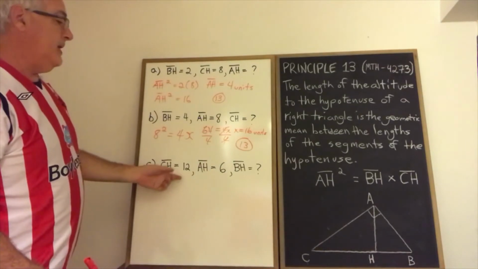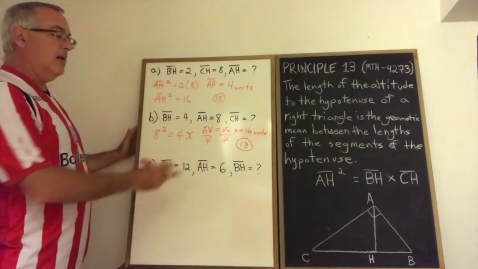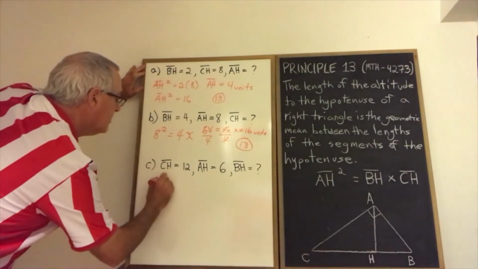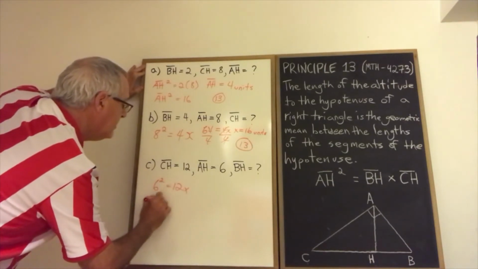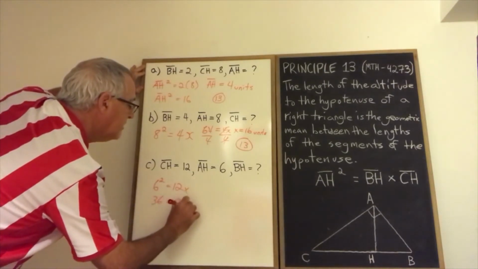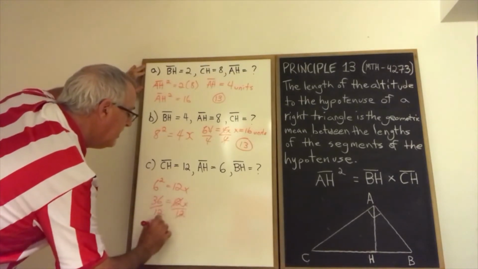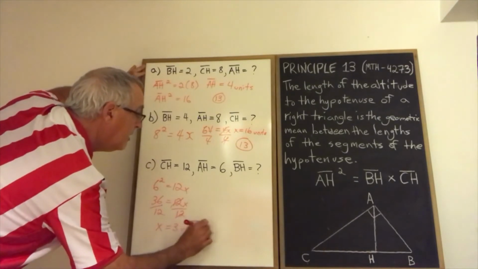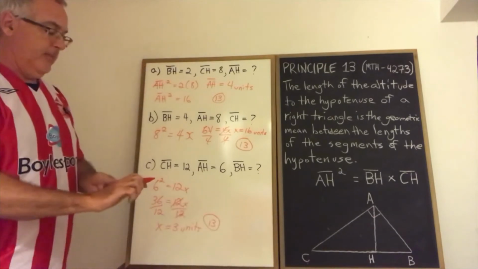In question C, CH, the longer segment, is 12, AH, the altitude, is 6. How long is BH, the shorter segment? 6 squared is equal to 12x. 36 is equal to 12x. We isolate our variable, and x is equal to 3 units. And I'm using Principle 13, so I say so.